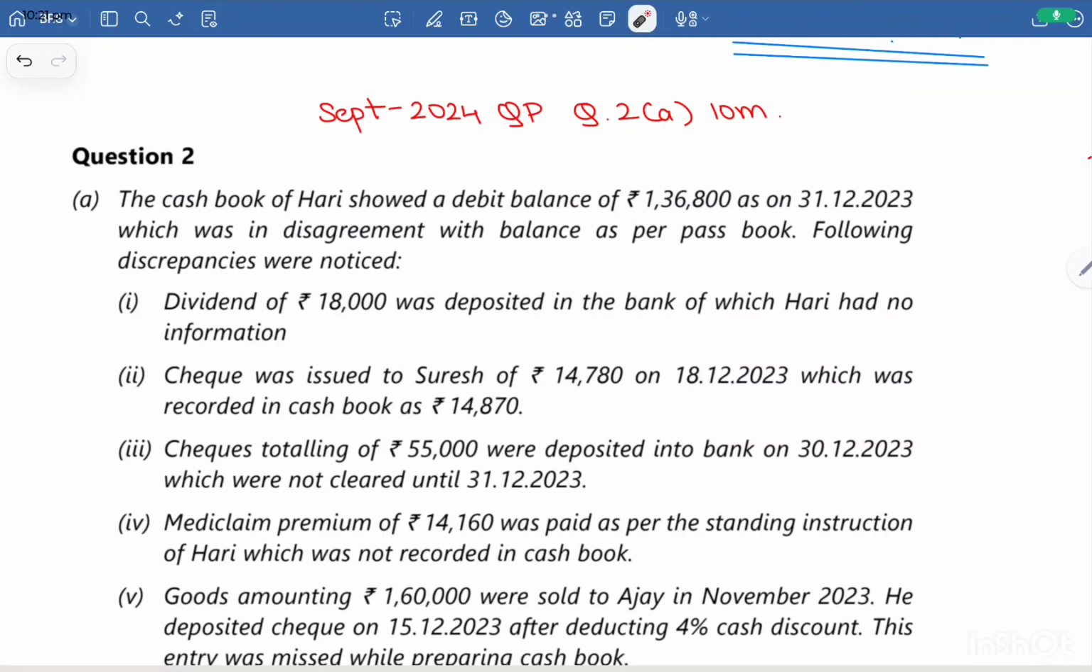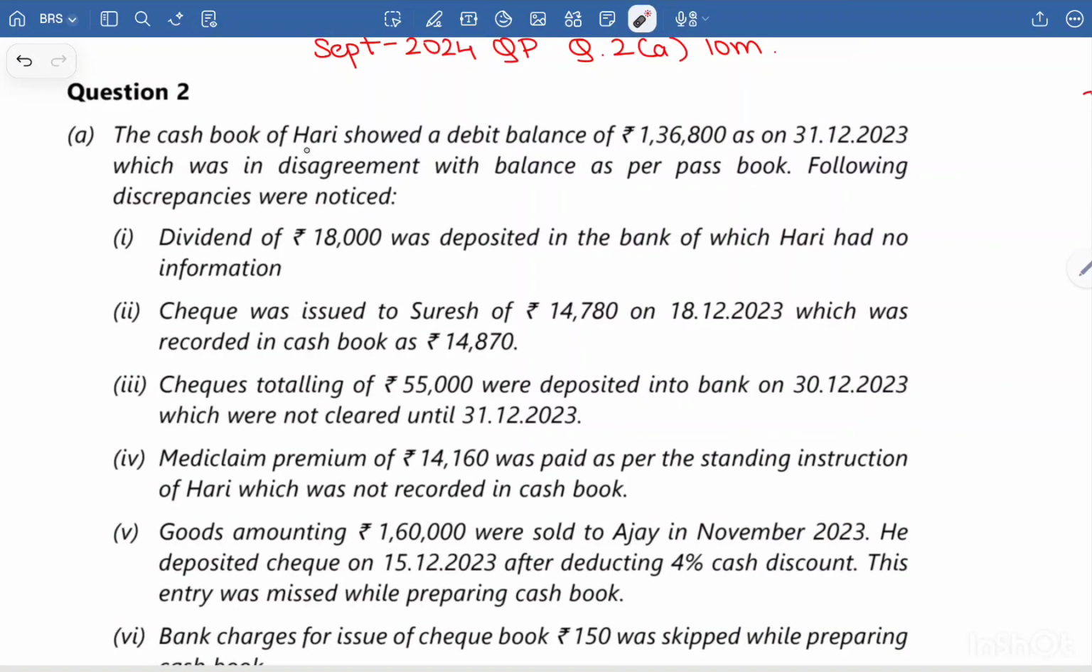Hello my dear friends, let us solve the BRS question of September 2024, question number 2a, which was asked for 10 marks. It is again a question without adjusted cash book method. So let us start. The cash book of Hari showed a debit balance. So cash book debit balance means it is cash at bank. So debit balance cash at bank means it is a positive amount. We will write it in the add column.